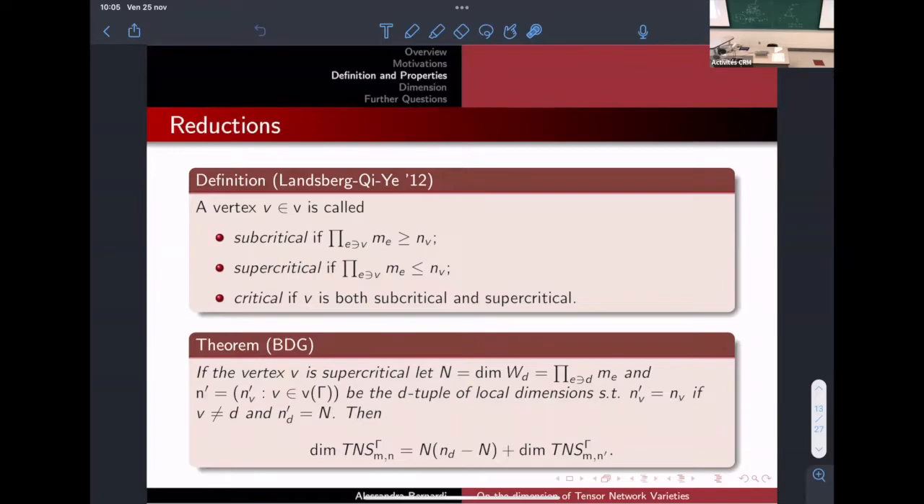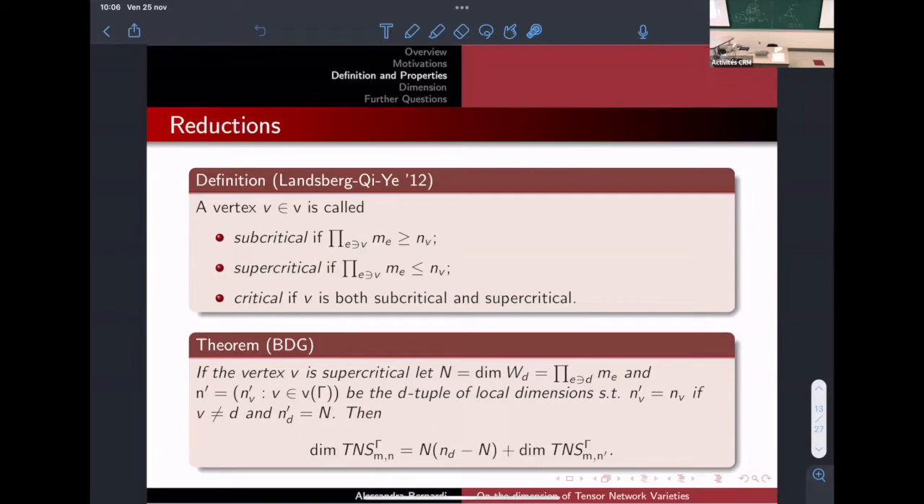And so this is one of the first results we had. Assume that you have a vertex that is supercritical. So in this case, one physical dimension is much bigger than the product of all the bond dimensions incident there. Then if instead of this inequality you put an equality, you get a different tensor network variety. It's really different, but there's a clear relation between the dimensions of these two varieties. The dimension of the biggest one, with the inequality, is exactly equal to the dimension of the smallest one, where you have an equality, plus the number of parameters that you lose if you do this game. So there's no trick.